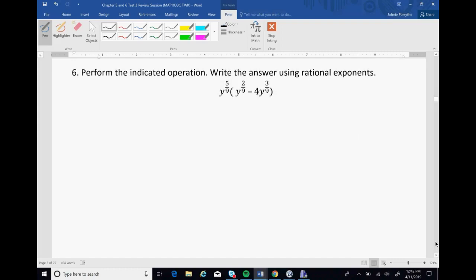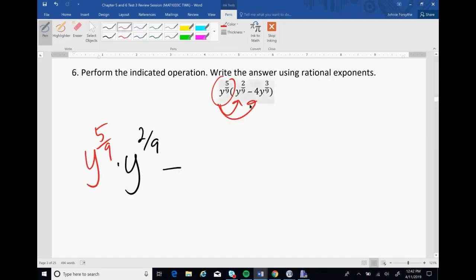Okay, number 6, perform the indicated operation and write your answer using rational exponents. So here we have y to the 5/9 times this binomial of y to the 2/9 minus 4 y to the 3/9. So we're going to distribute this y to the 5/9 with each term. So we have y to the 5/9 times y to the 2/9 minus, multiply it again, y to the 5/9 times y to the 3/9.